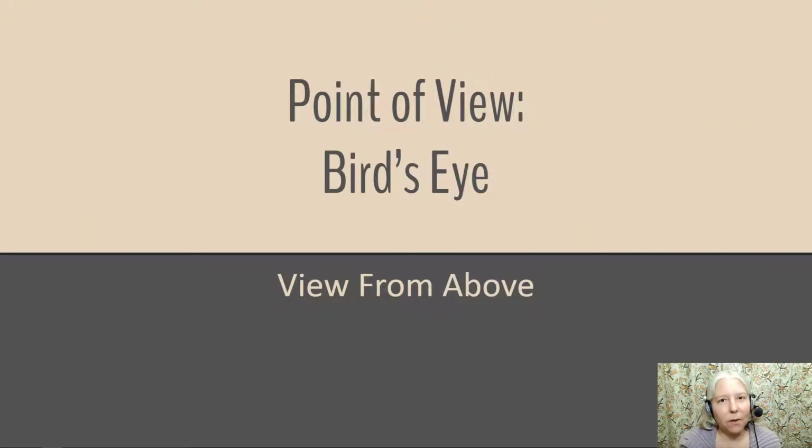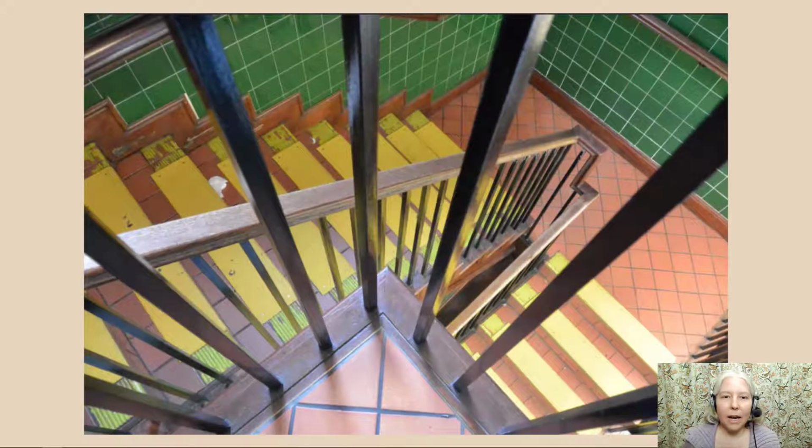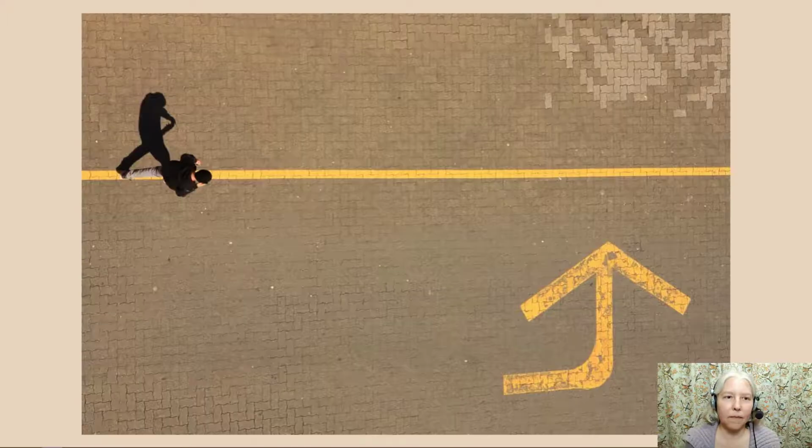The first category of photos that we're going to take are bird's eye point of view, which is a view from above. So imagine if you were a bird and you were looking down, what would your photos look like? Here's an example of a stairwell. So this person was obviously standing on a higher level and looking down. One of the things that I think makes this a successful photo is all of the different colors and patterns.